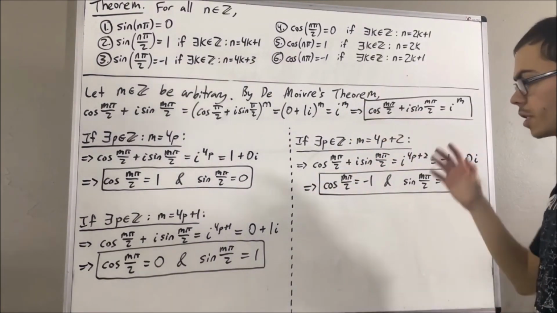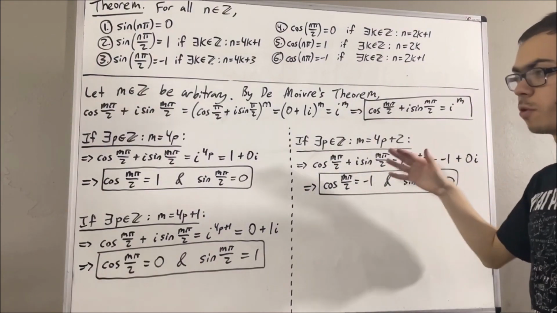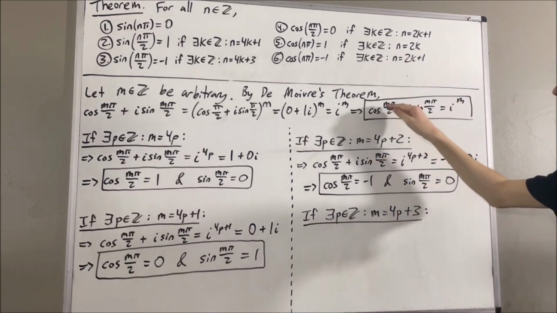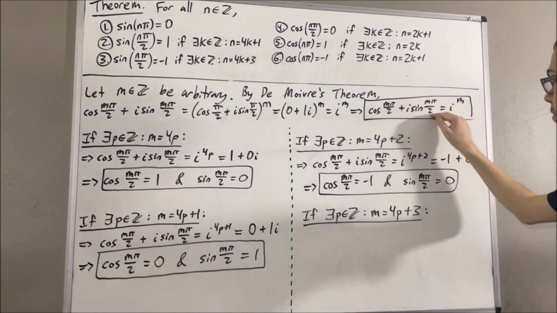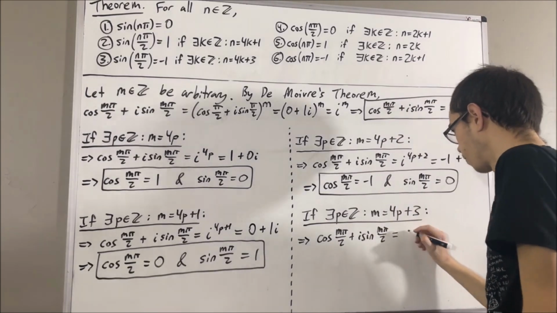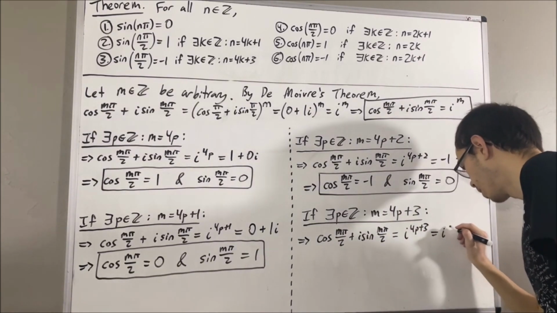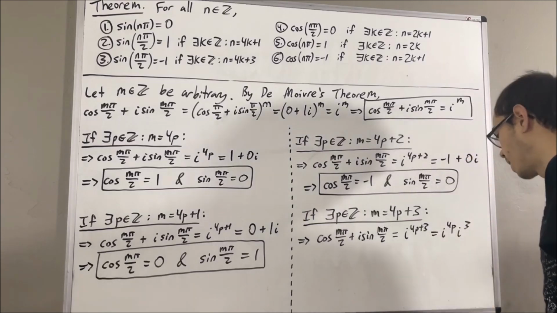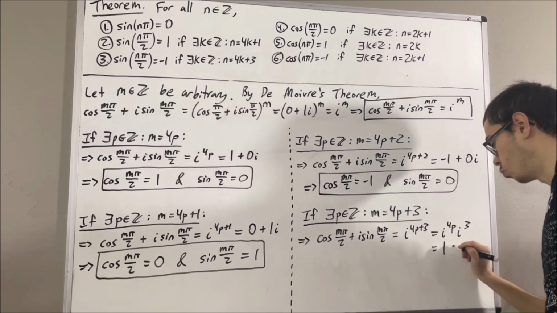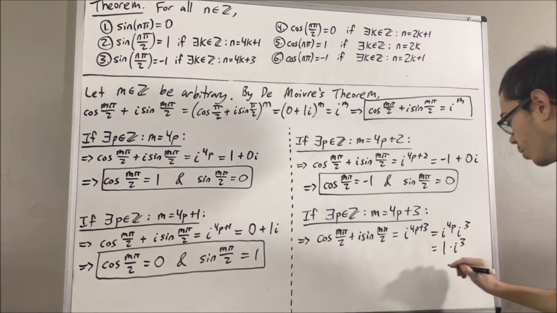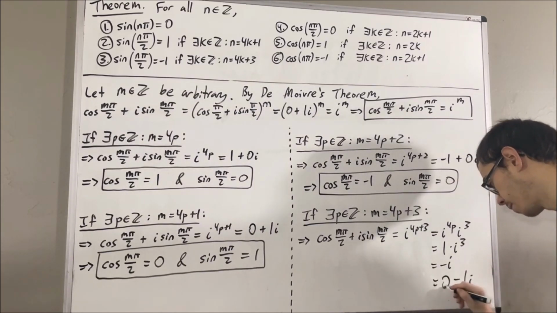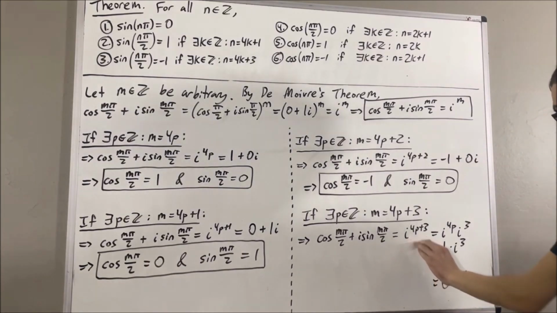So now let's consider our final case, which is m is of the form 4p plus 3. Now if this happens, we can write cosine of m pi over 2 plus i sine of m pi over 2 is equal to i to the power of 4p plus 3. Then by properties of exponents, this is just i to the power of 4p times i cubed. We know that i to the power of 4p is just going to be 1. i cubed is equal to negative i. So this is just negative i. Or in other words, we could just write 0 minus 1i. So overall, this thing is just equal to 0 minus 1i.